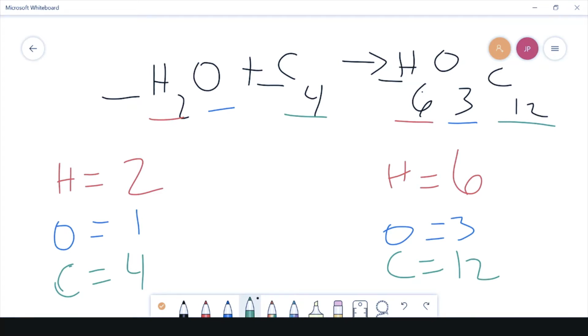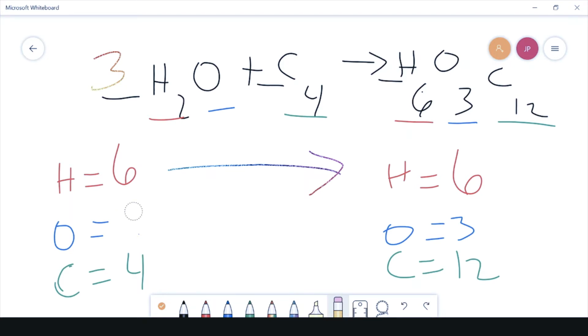So in order to balance these out, we're going to need to do something to them. This to this is 3, like multiplying times 3. So we'll just see what happens if we put 3 in front of this. You have 3 times 2, which causes hydrogen on this side to be 6, and it changes our oxygen as well to 3. So now we're balanced in these two, hydrogen and oxygen.